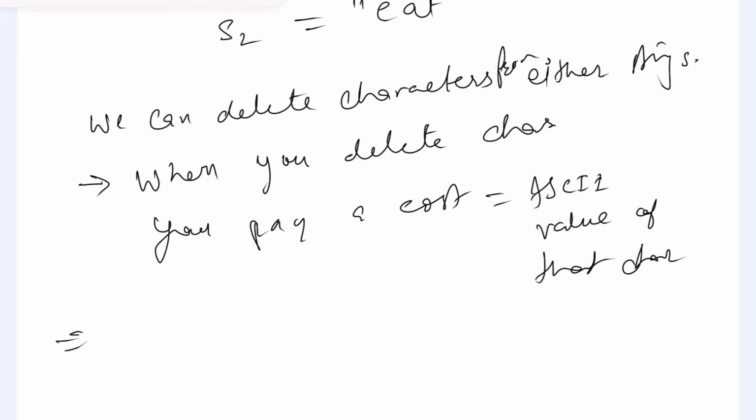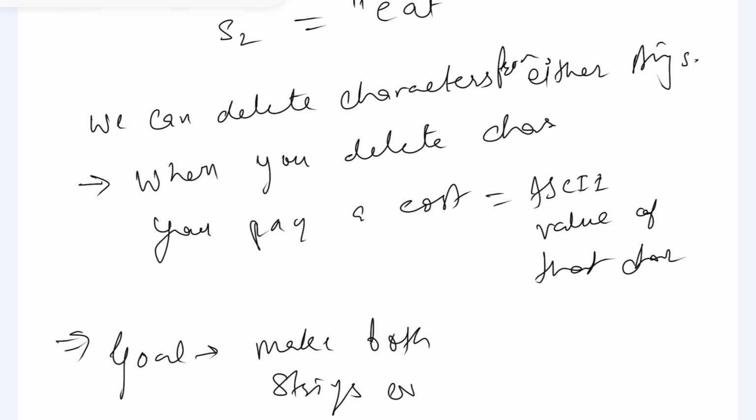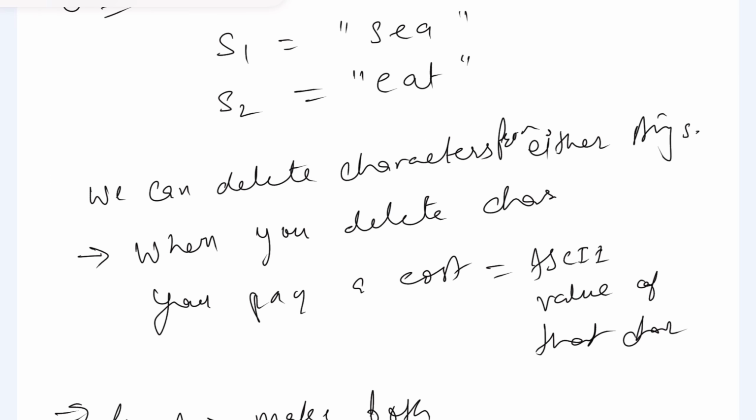So our goal or task is to make both strings exactly equal, exactly the same, while paying the minimum total ASCII value as the delete cost. Okay, I hope you understand what we have said here.